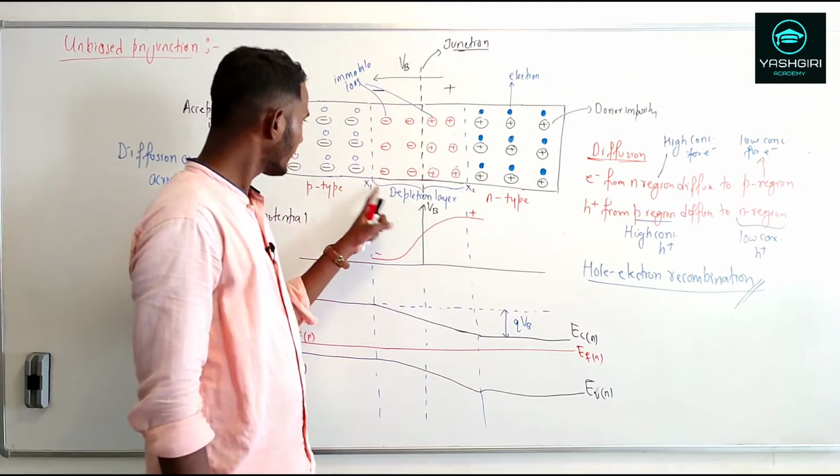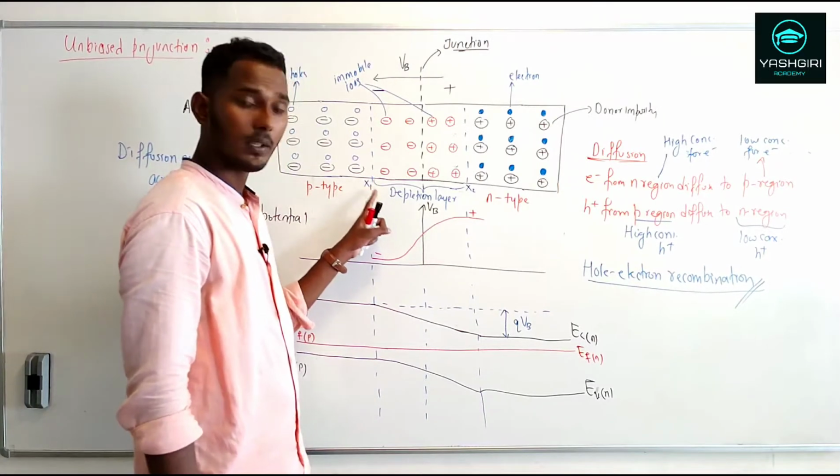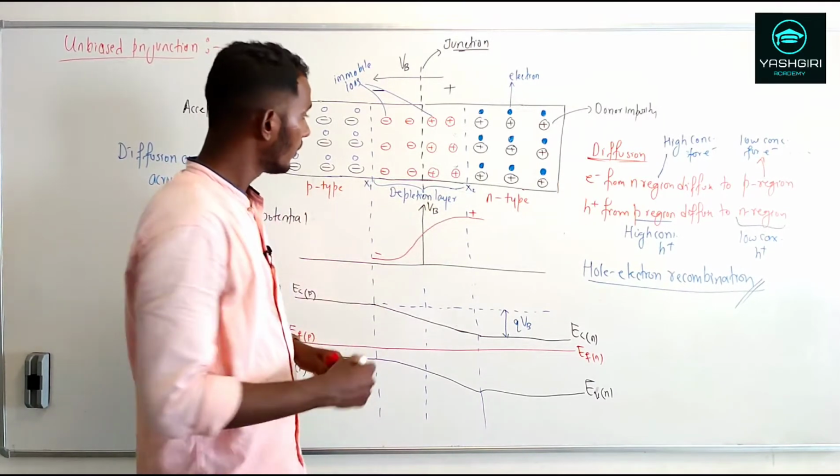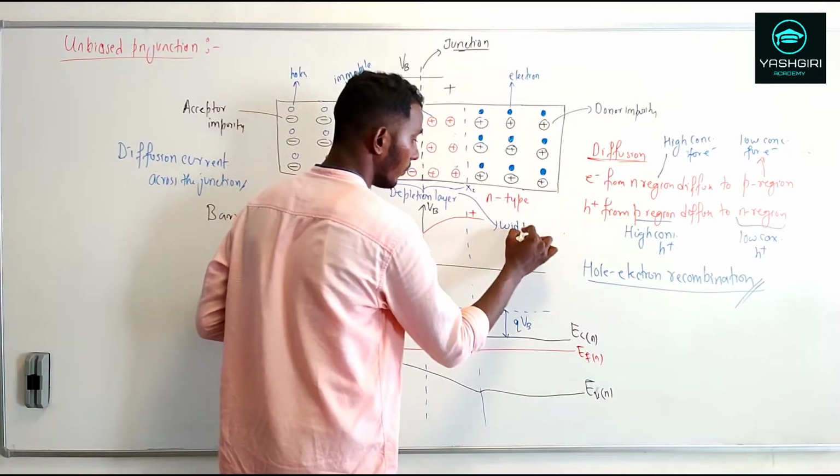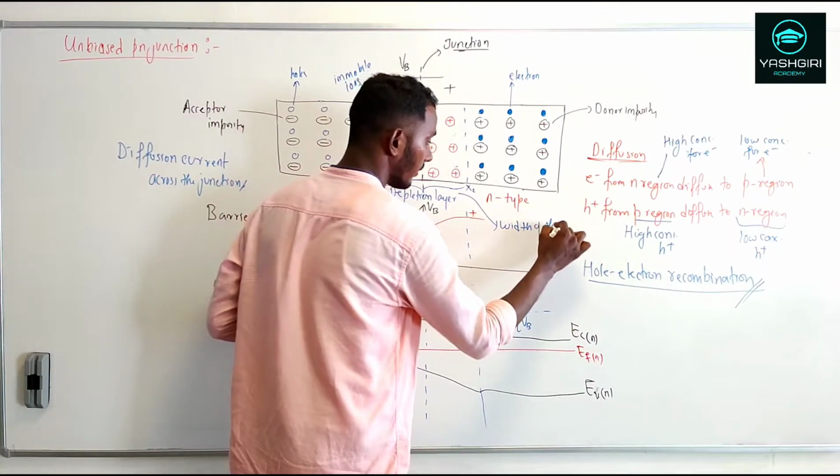Now the physical distance from one side of the barrier to the other side of the barrier, we call it the width of the barrier. Width of the barrier.